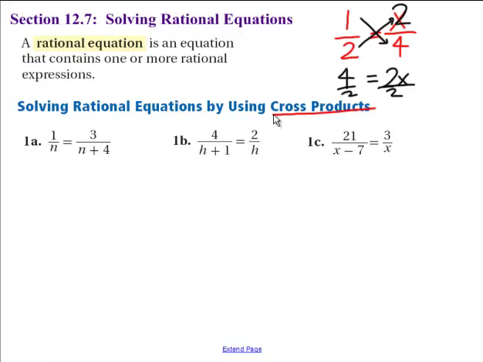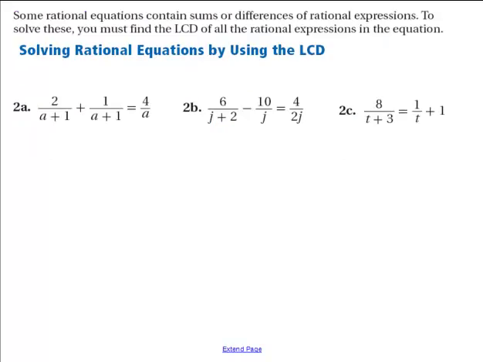We're going to do the same thing, the cross products, with these rational functions. You can only do that if you have a fraction on one side and one fraction on the other side. These other ones that we're going to do are not going to have that, and in that case, we're not going to be able to do cross products.